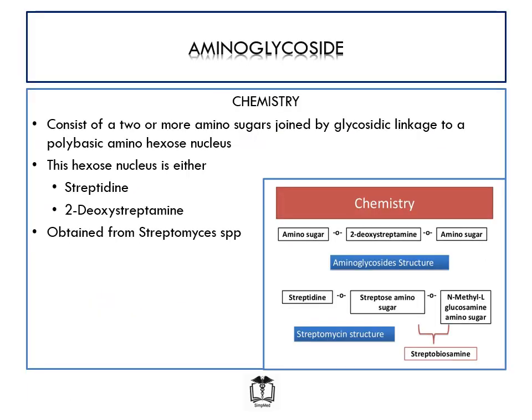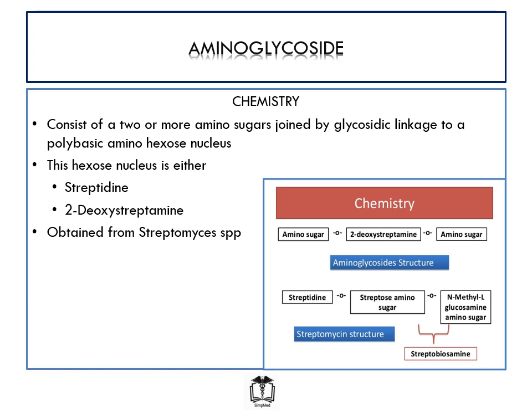Let's start with aminoglycosides. Aminoglycosides, in terms of chemistry, are antibiotics that have been derived from a particular fungus called Streptomyces species. In terms of its chemistry, it tends to consist of two or more amino sugars, usually joined by a glycosidic linkage to a polybasic amino hexose nucleus structure. The polybasic amino hexose nucleus structure tends to be either a streptidine or deoxystreptamine.